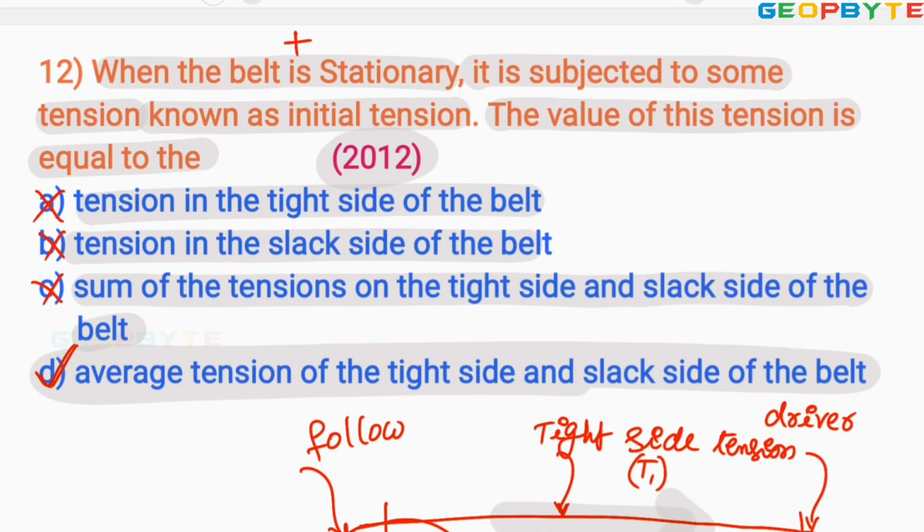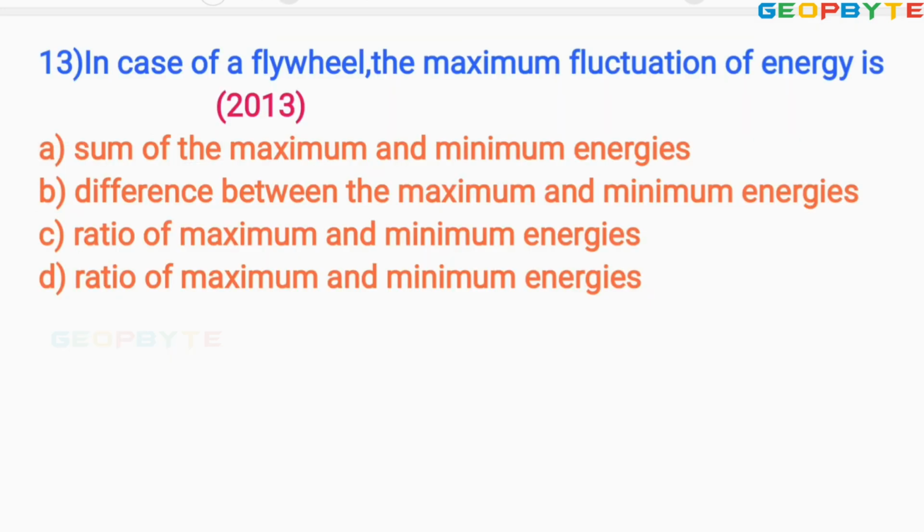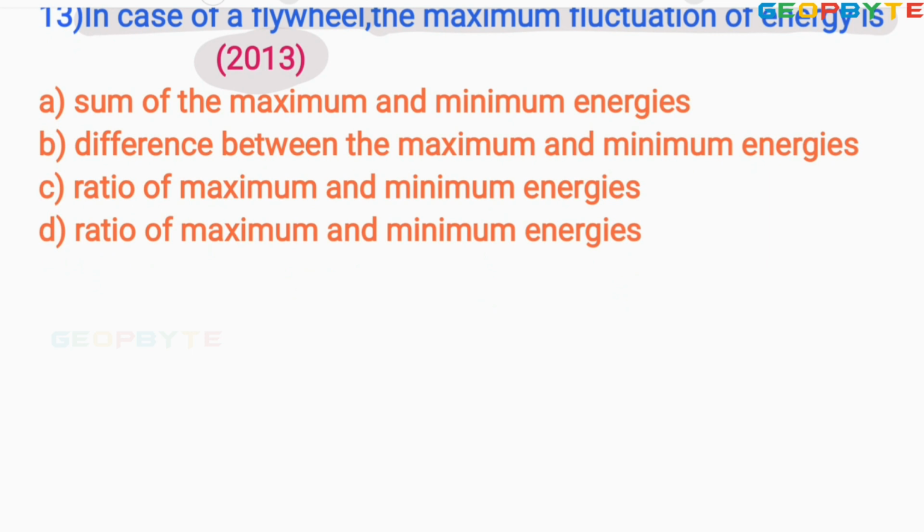This problem is also a very important problem. That's why I am marking it as a 5-star problem. Let's go for the next problem. Look at the 13th problem asked in 2013. In case of a flywheel, the maximum fluctuation of energy is, dear friends, the energy stored in the flywheel is always in the form of kinetic energy.